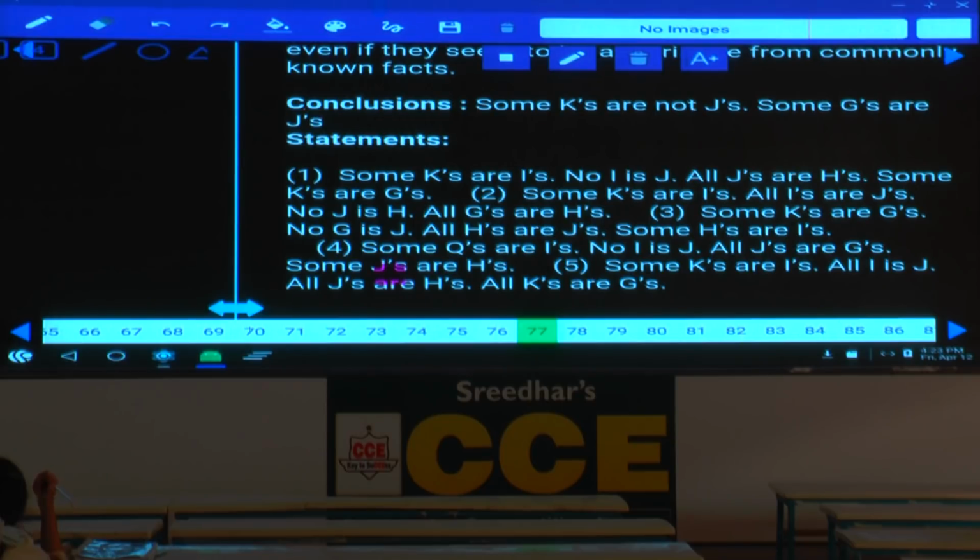Then question number 77, hence please do not get scared about these type of questions, because these type of questions you will not get in Tier 1 examination.